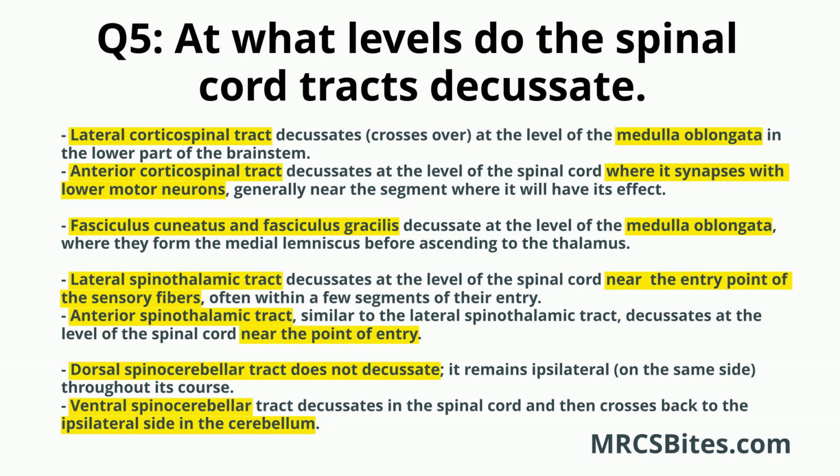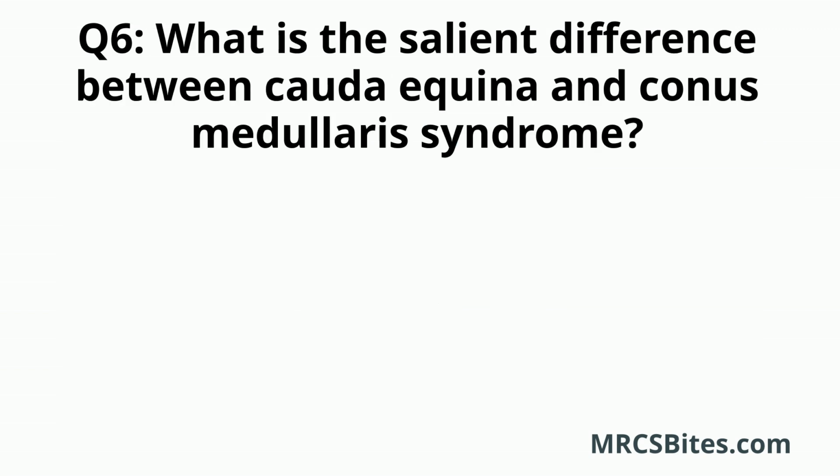Anterior spinothalamic tract, similar to the lateral spinothalamic tract, decussates at the level of the spinal cord near the point of entry. Dorsal spinocerebellar tract does not decussate. It remains ipsilateral on the same side throughout its course. Ventral spinocerebellar tract decussates in the spinal cord and then crosses back to the ipsilateral side in the cerebellum. These decussations are crucial for the integration of sensory and motor information across different sides of the body and the brain. Question 6. What is the salient difference between cauda equina and conus medullaris syndrome?